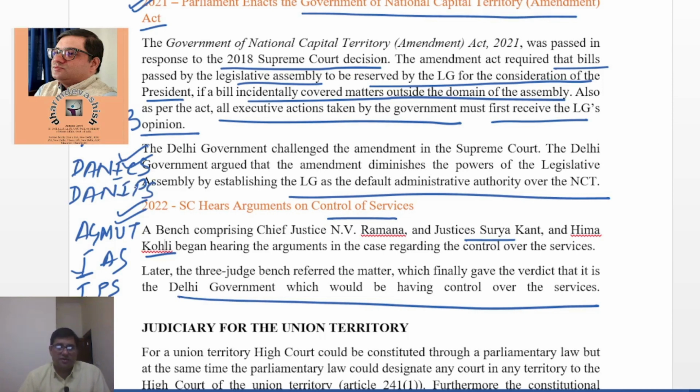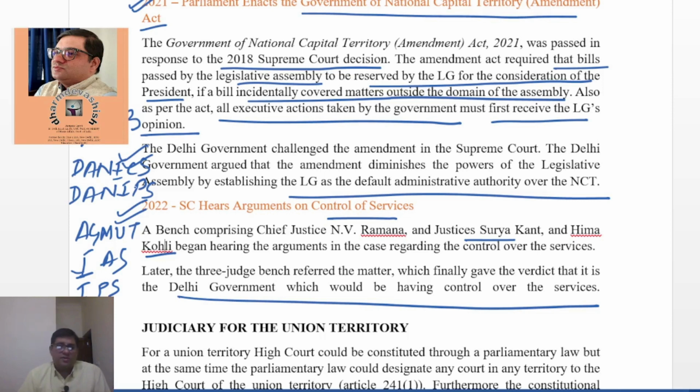Again, recruitment for these two services also happens through the Union Public Service Examination, the civil service examination conducted by UPSC. These officers are also provided to the Delhi government to handle the various ministries, departments and directorates, etc. The transfer and posting of these officers after this recent Supreme Court judgment will be in the hands of the Delhi government. So this is the current status as of now.